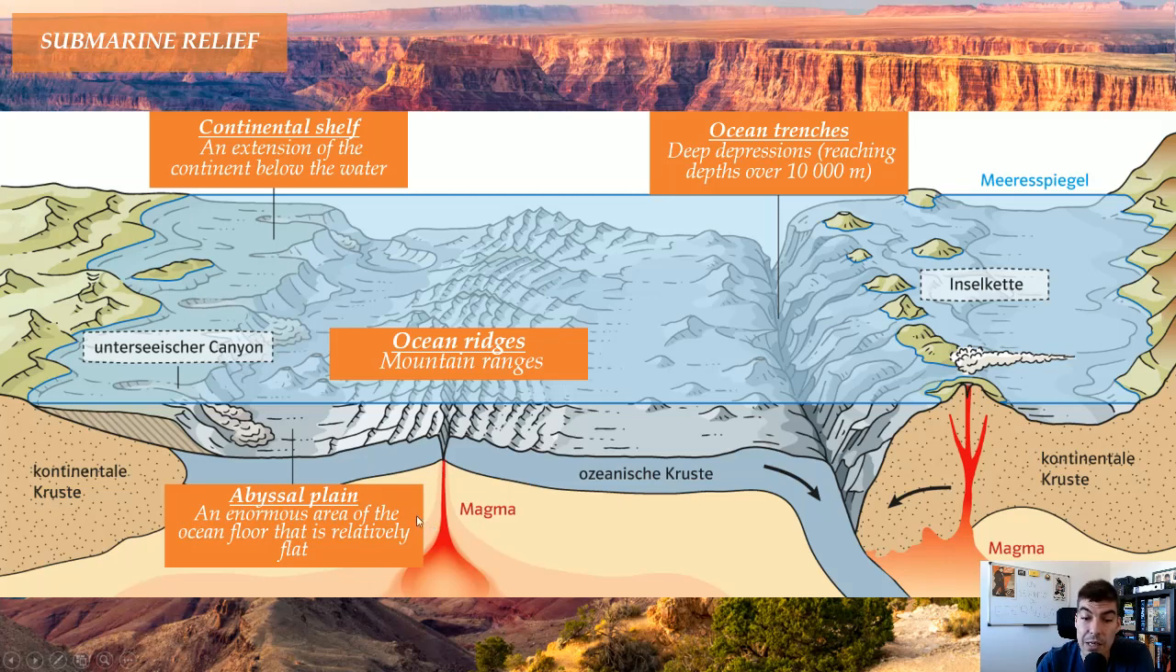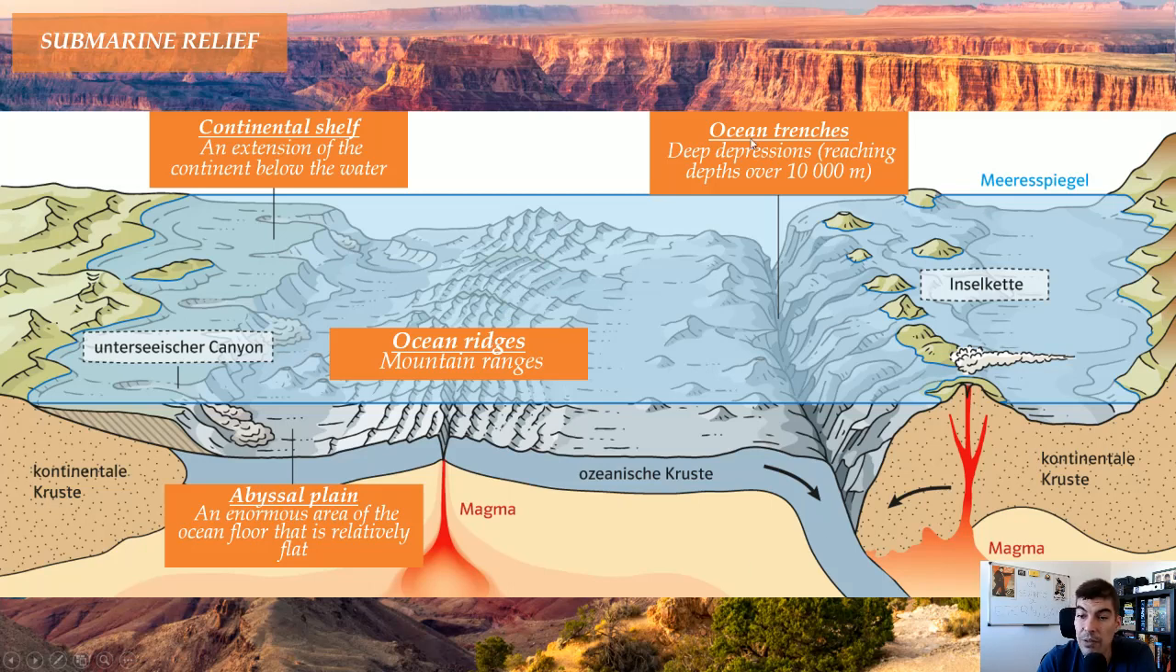Then we have the abyssal plain, which is an enormous area of the ocean floor that is relatively flat. In Spanish, la llanura abisal. They are flat lands, flat plains, okay, at the bottom of the oceans. We have ocean ridges, which are mountain ranges underwater. That's it, okay? This is a mountain range which is underwater.